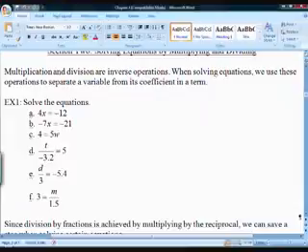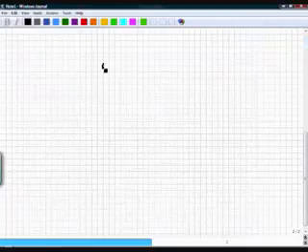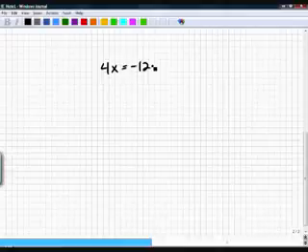The first one's 4x equals negative 12. In this problem, look at the 4 and the x. Yesterday we had either x plus 4 or x minus 4, but now we have 4x. What does that mean, 4x? 4 times x. Again, as soon as it moves across that equal sign, it changes to its opposite.